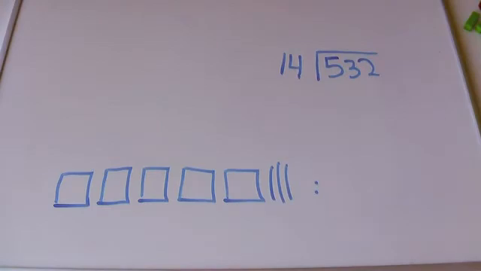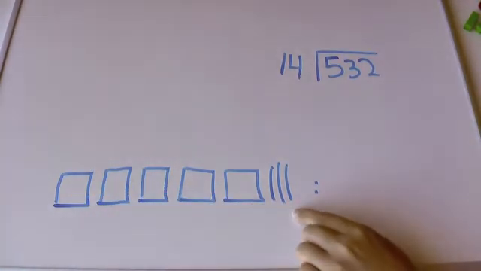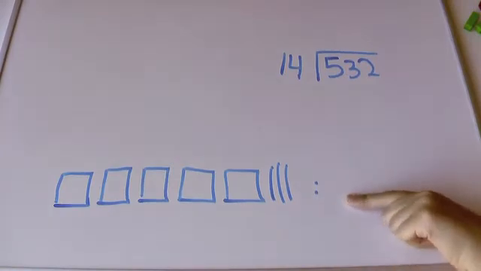Okay, this problem is 532 divided by 14. So I have 5 hundreds, 3 tens, and 2 ones here. And I want to make a rectangle with 14 on one side.